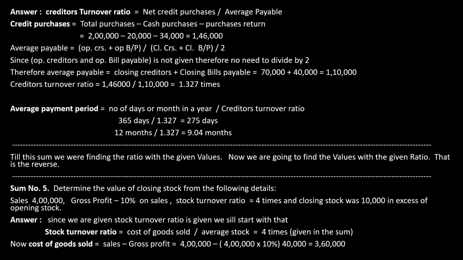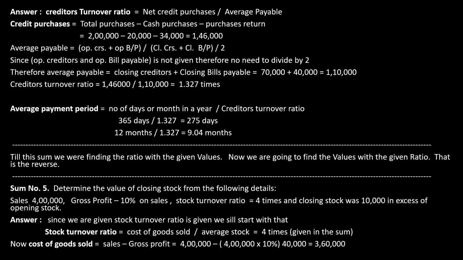Whatever we did so far, you did already in +2. The one which you are going to do now is totally different. It is not done in +2. You are going to do it only here in the final year. Is it clear? Now the problem will not give you the values, the problem will give you the ratios here. I'll read sum number 5 now.